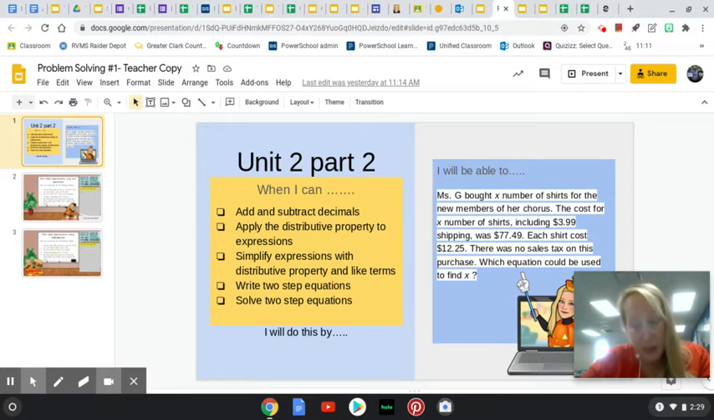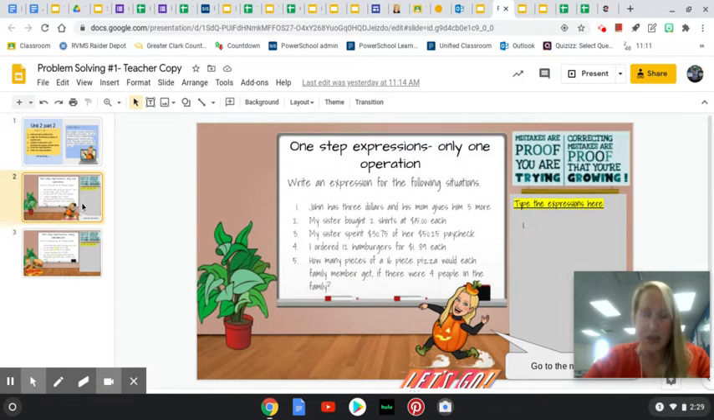You should have already taken a pretest. On the pretest, there were several students that did a good job and could find the answer, but couldn't determine the equation. So we're going to learn how to do that. Let's just start with the basic one-step expression. There's no equal sign. It's just an expression of what's happening.